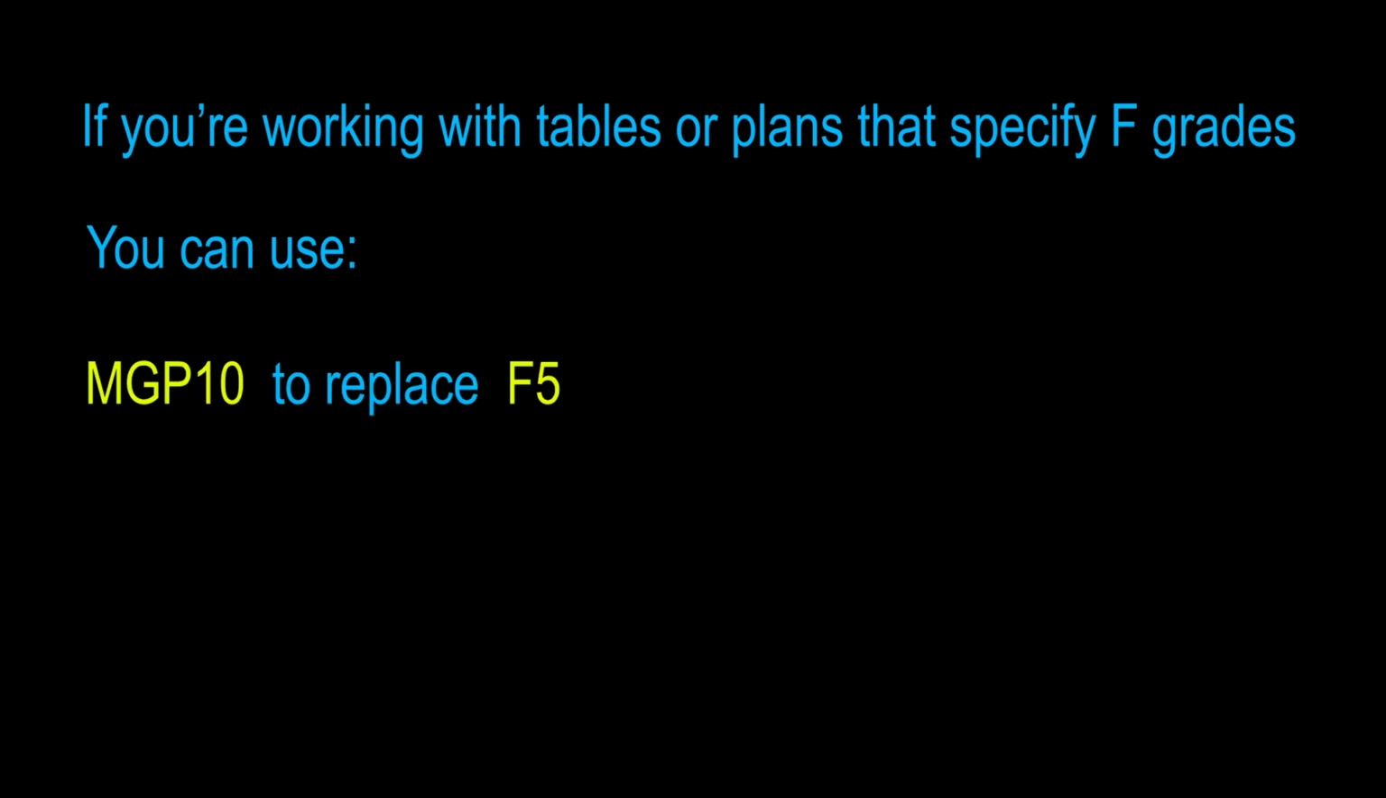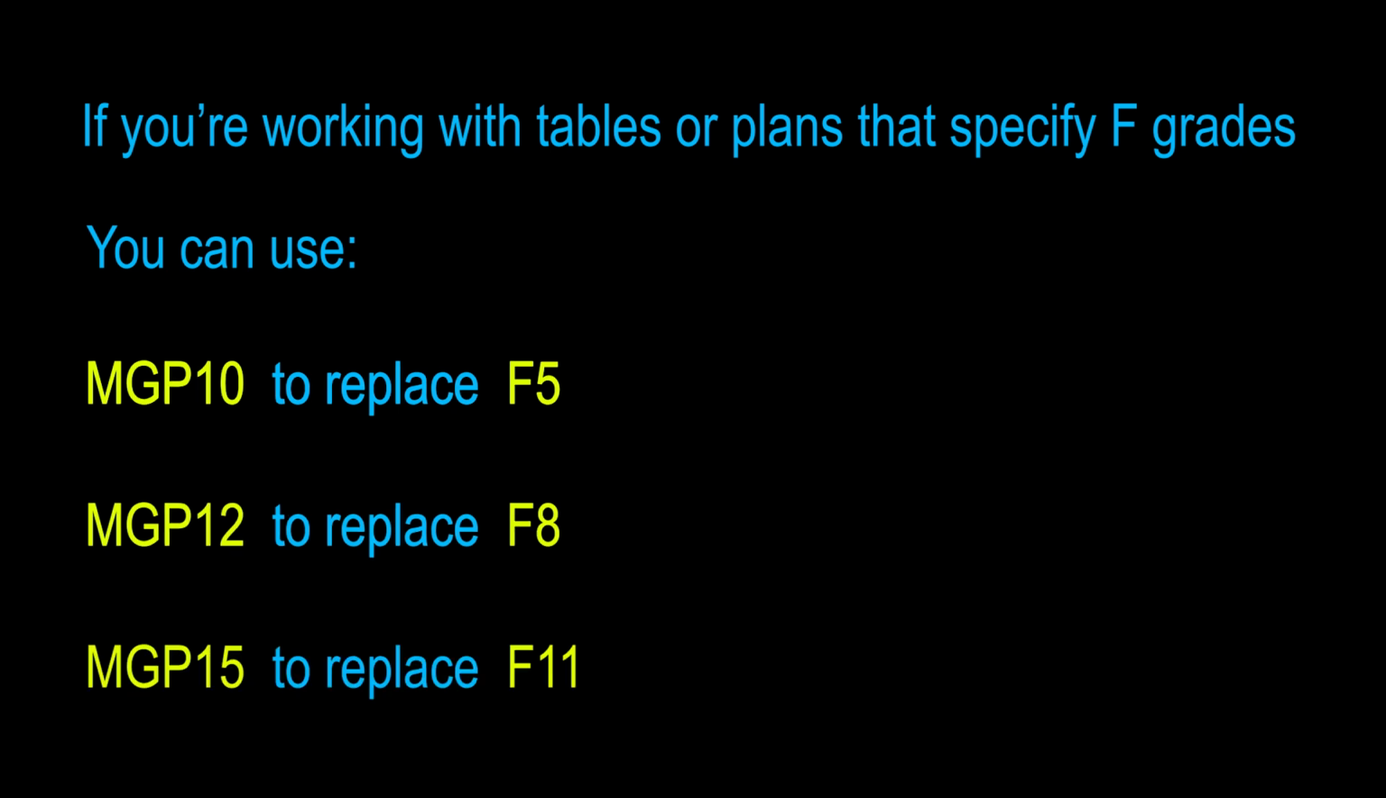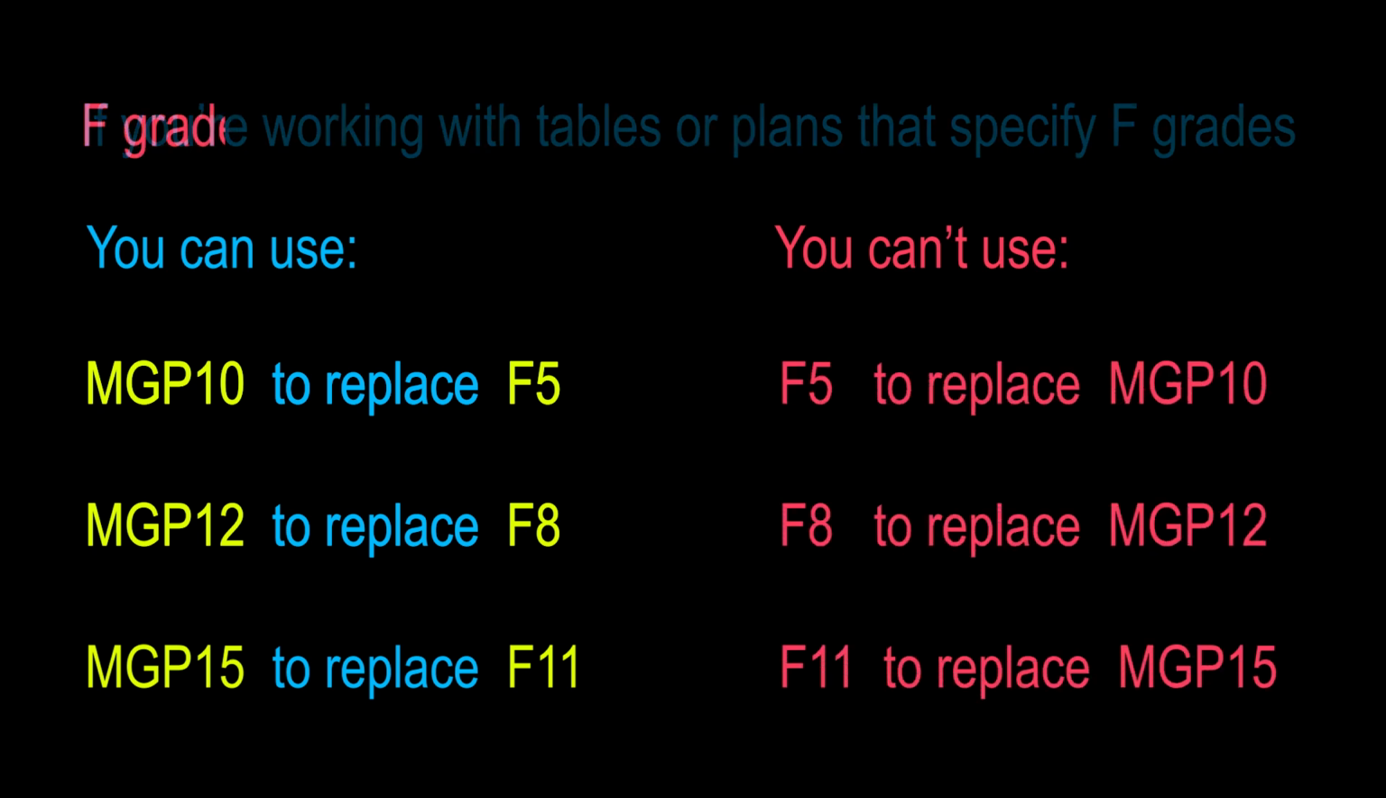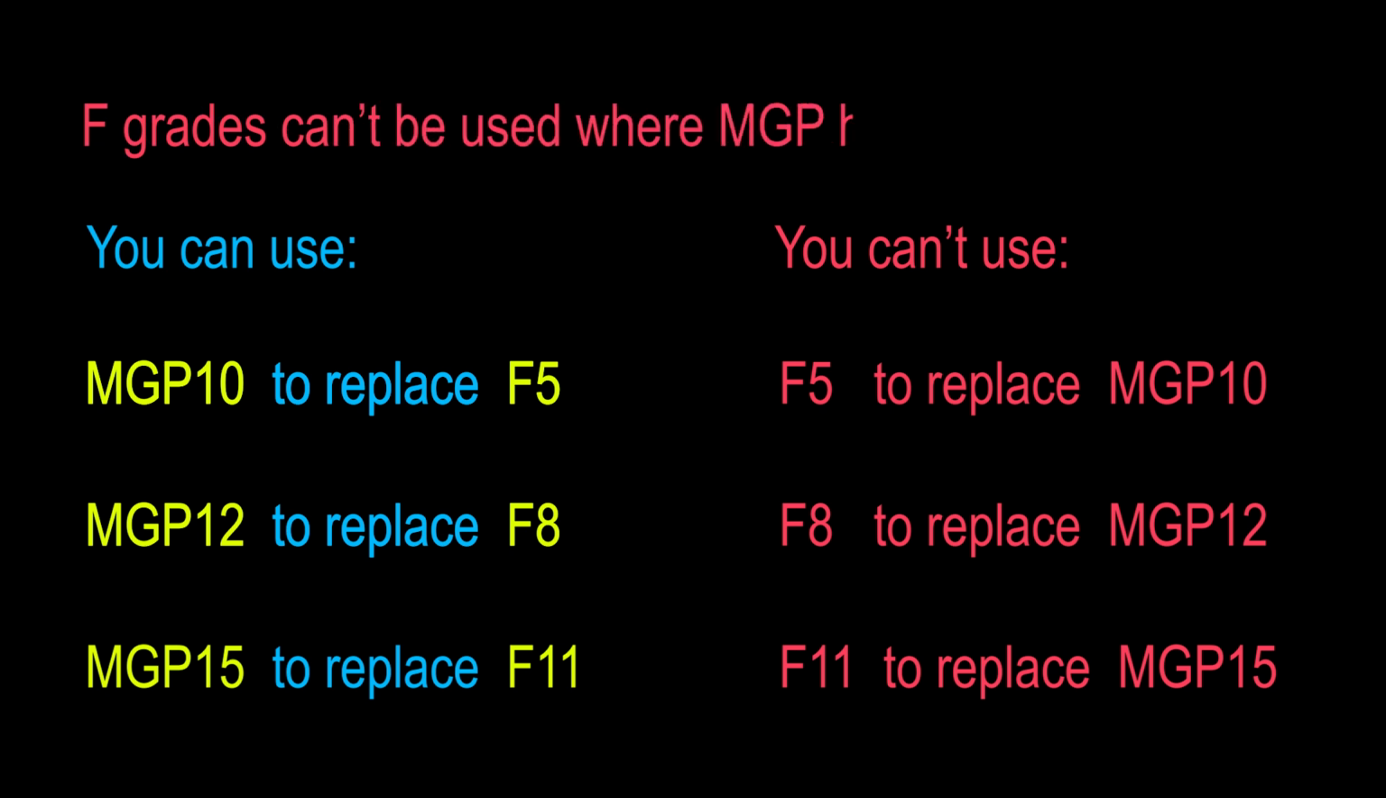If you're working with span tables or building plans that specify F-grades, you can use MGP 10 to replace F5, MGP 12 to replace F8, and MGP 15 to replace F11. However, this doesn't mean that you can use the same substitution process in reverse. That is, F-graded material can't be used where MGP grades have been specified.